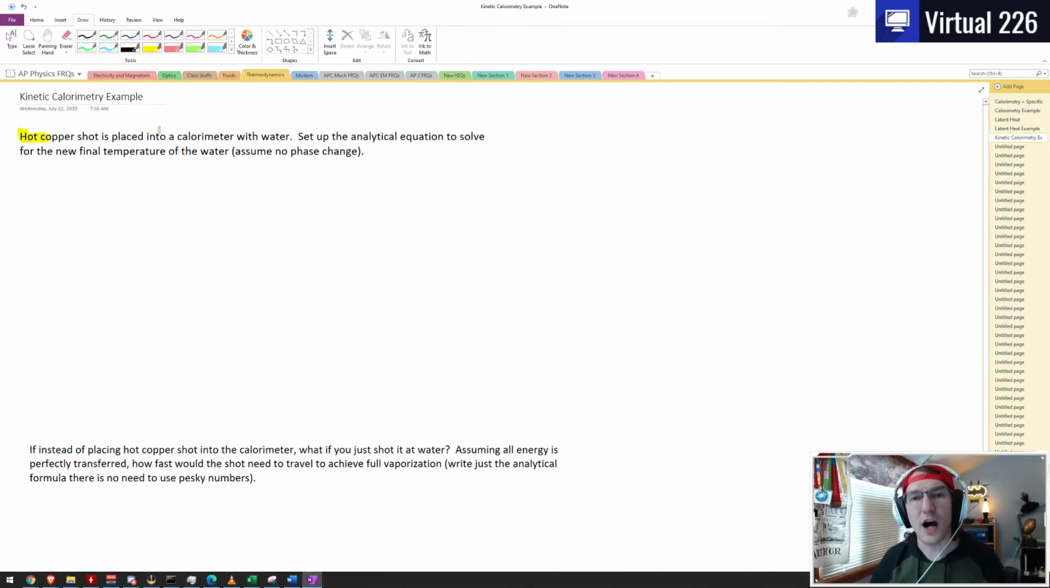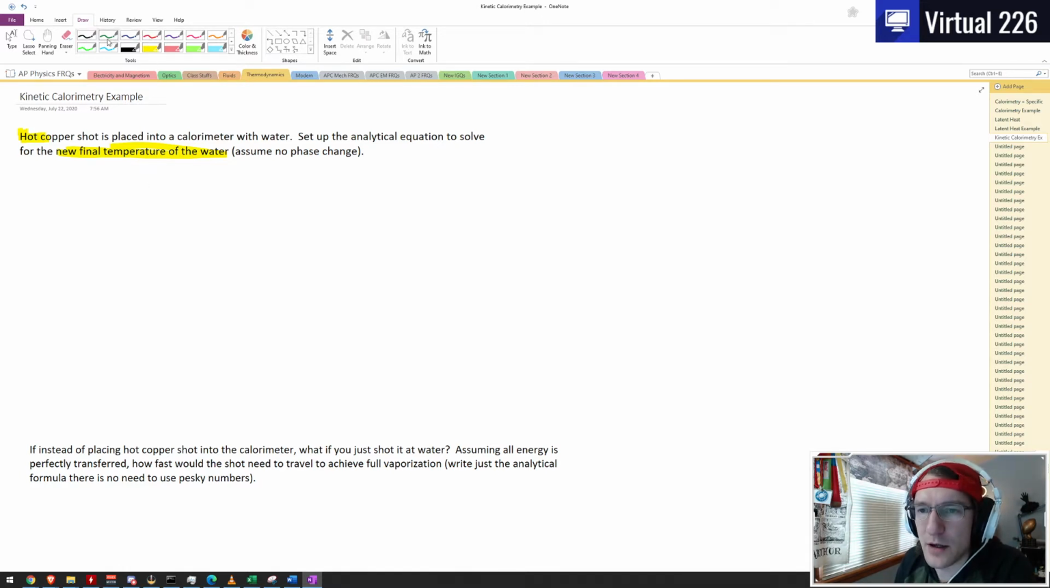What we have is hot copper shot. Hard to say, but it's essentially copper shot that you'd shoot out of a buckshot shotgun. It's just copper, and it's very, very warm. Okay, it's hot to the temperature. It's placed into a calorimeter with some water, which is at a cooler temperature. Who knows what it is, but it doesn't matter. We are just going to set up the analytical equation to solve for the new final temperature of the water, or that equilibrium temperature. So let's just think of this.